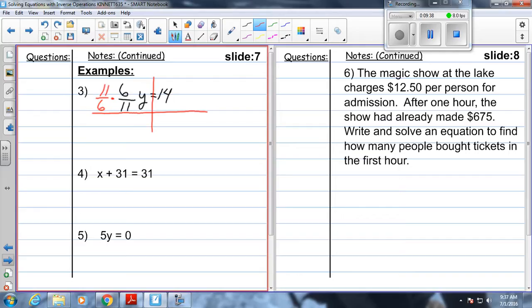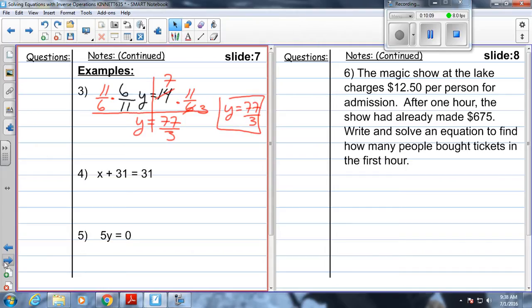And those reduce down to the number 1. 1 times y is y. Oh, wait, hold on. I need to be fair and write it on the other side. And again, remember, this is just fractional multiplication. What do 14 and 6 have in common? A 2, so we can reduce them down. 7 times 11 is 77 over 3. And that's the answer. We don't have to turn that into a decimal. We can leave it in fractional form.